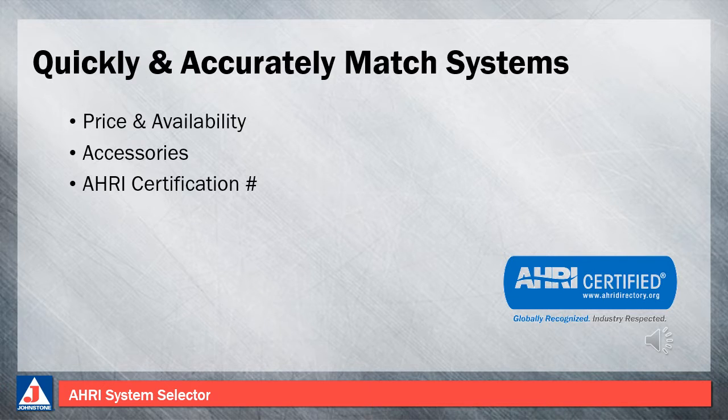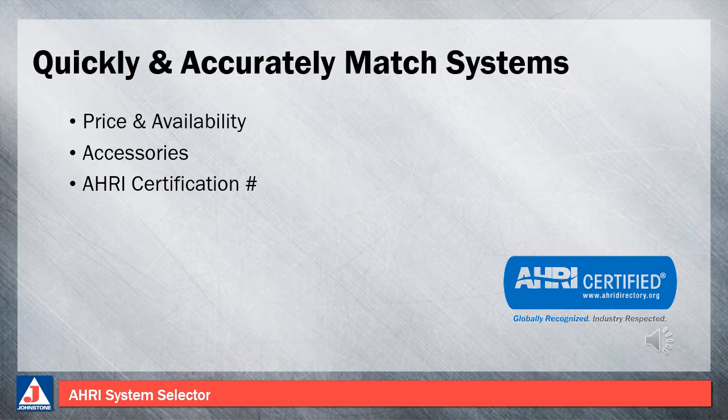The AHRI System Selector may have a bit of an intimidating name, but really it's just a place that you can go to quickly and accurately match equipment and also find information that you might need to know about that equipment. So you're going to be able to check your price and availability for not only the equipment, but also the accessories that go along with it.